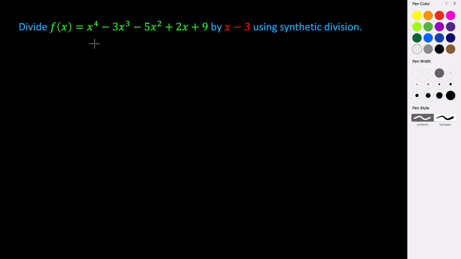So if we're looking at this polynomial function, we know that our x to the fourth has a leading coefficient of 1. So we have 1, -3, -5, 2, and 9. And we know that an x value of 3 is going to make this 0. So what we do is we take a look at all of our coefficients and then our constant term, and we copy those down. So 1, -3, -5, 2, and 9.